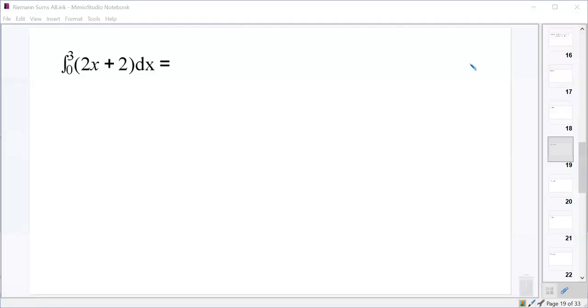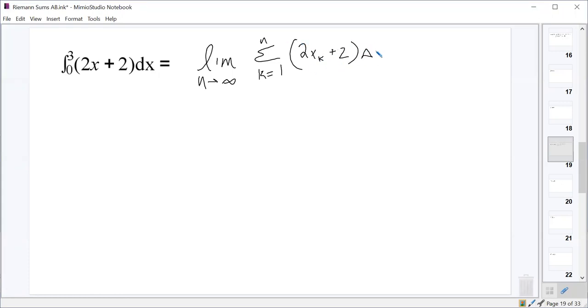So we're going to continue using the limit and the summation to evaluate a couple of integrals. This one is 2x plus 2 integrated from 0 to 3. So every time we're trying to convert this into a limit, it should be a limit as n approaches infinity of the sum from k equals 1 to n of f of x sub k. So f of x sub k ought to be 2x sub k plus 2 times delta x.